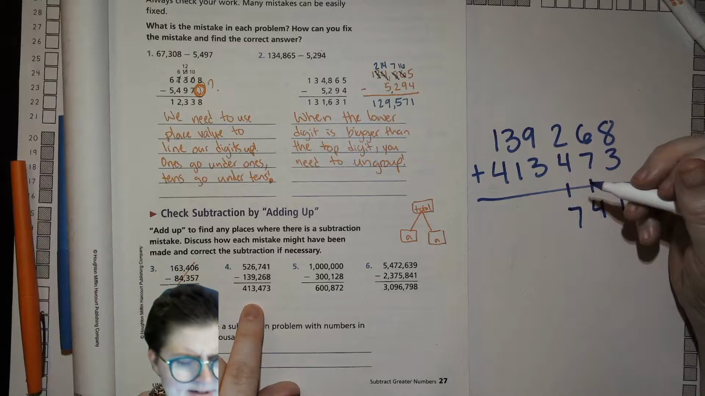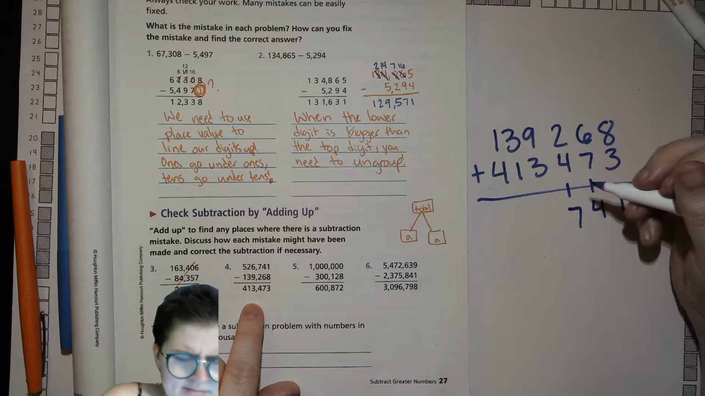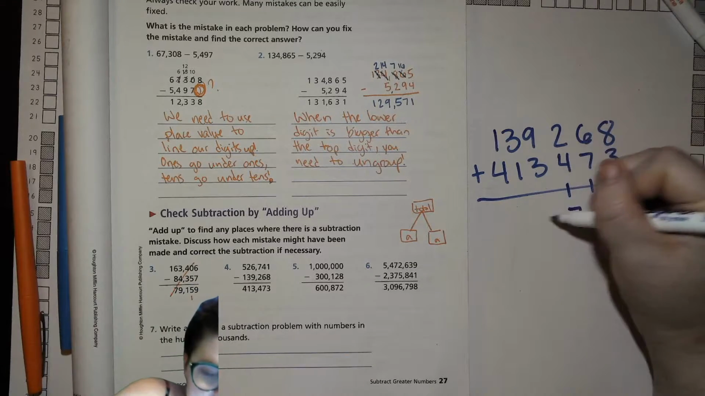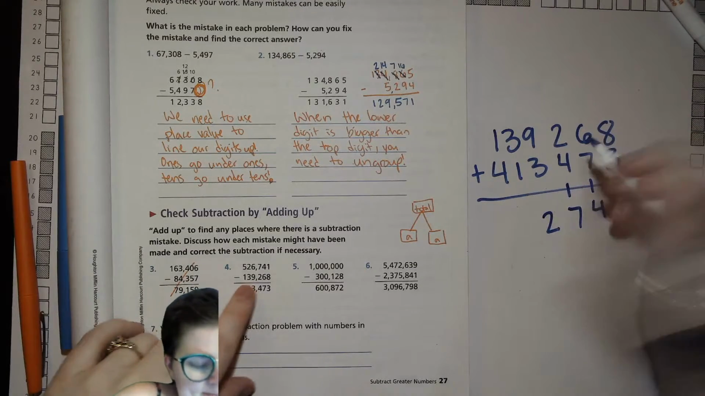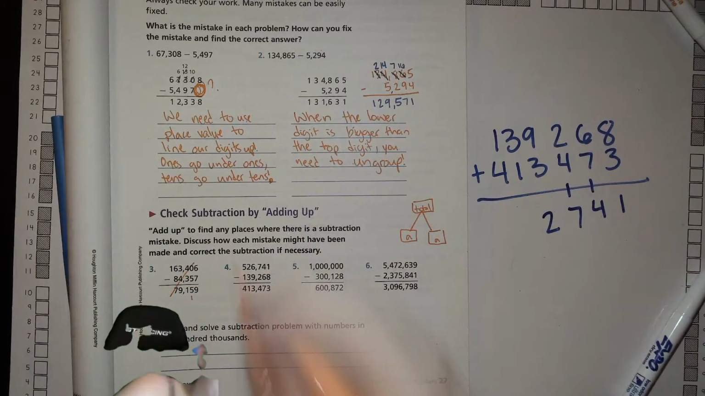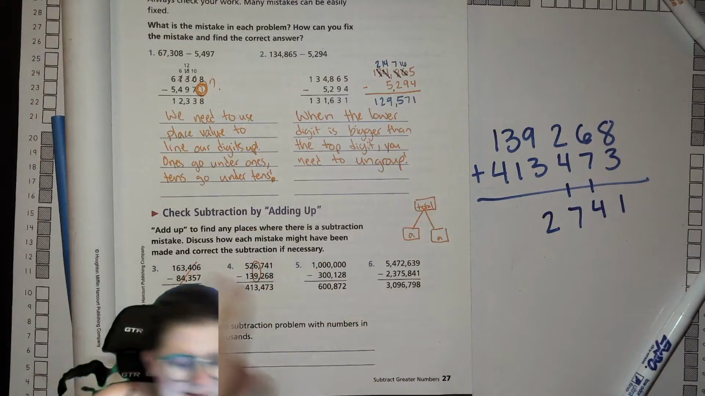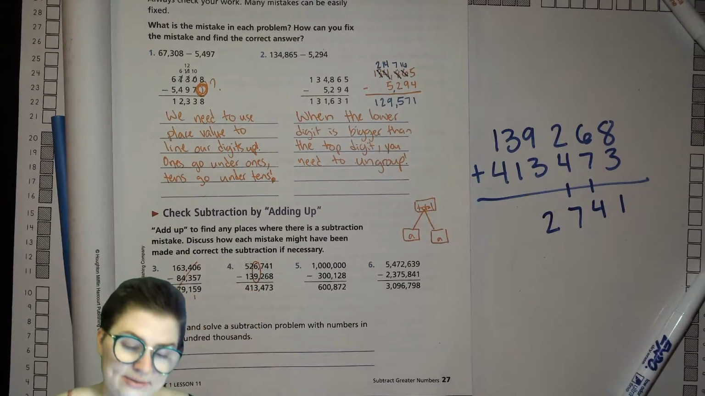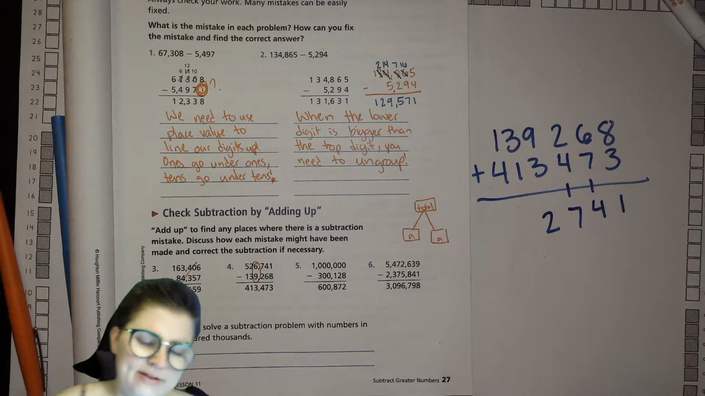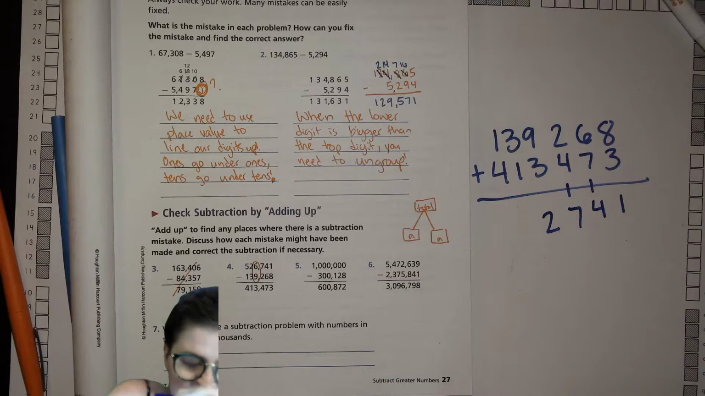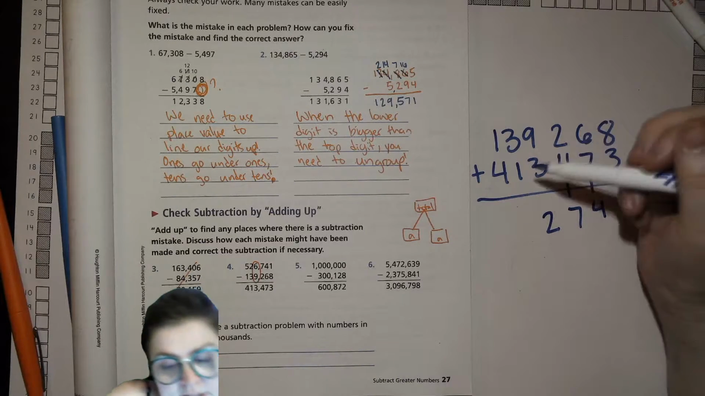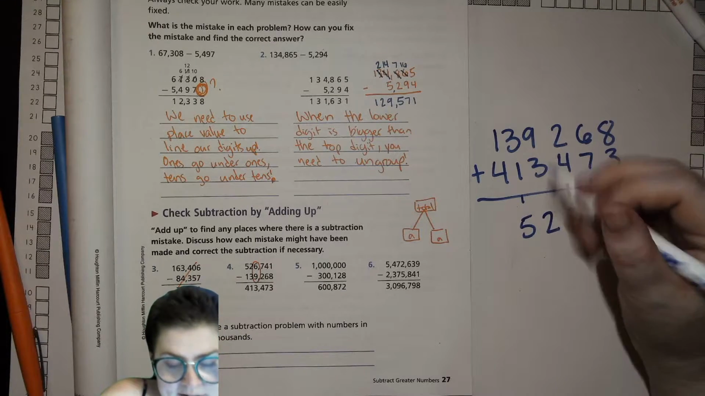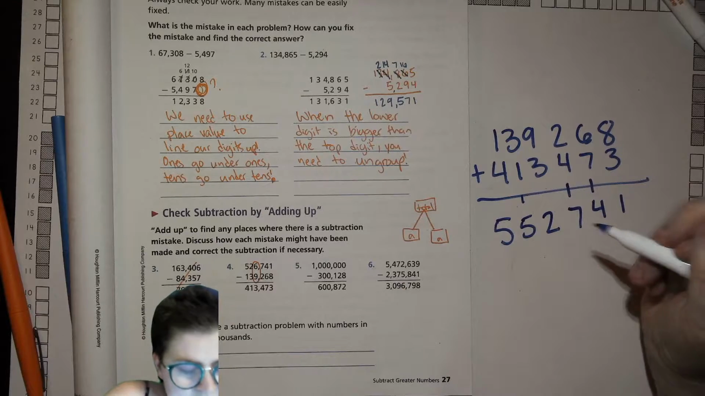Wait, did I copy it wrong? I have a problem there. 9 plus 3. Oh, I see what they did. That's where they messed up right here. They did 9 take away 6. They should have done 6 take away 9. Problem. 12. Yeah, that was their problem.